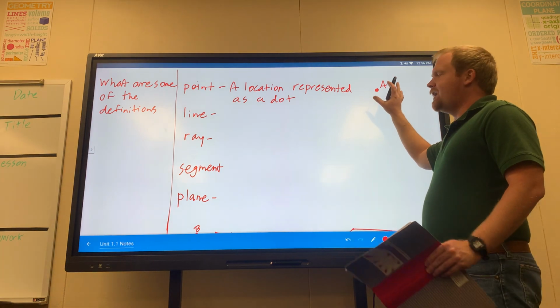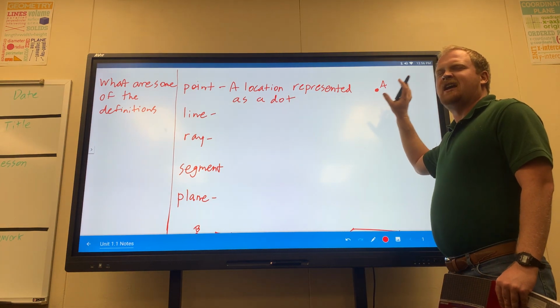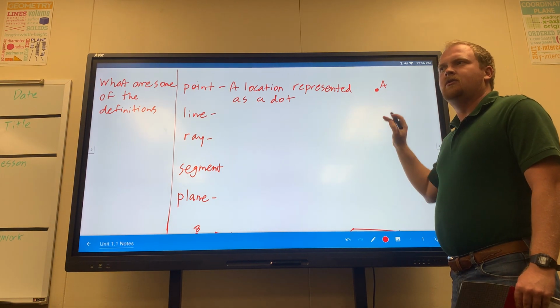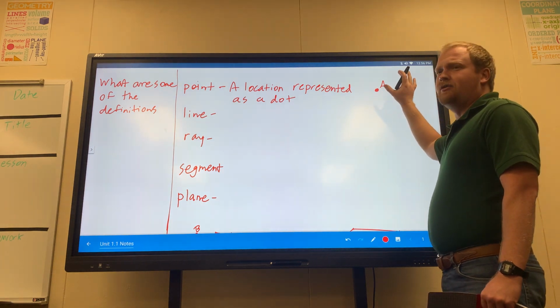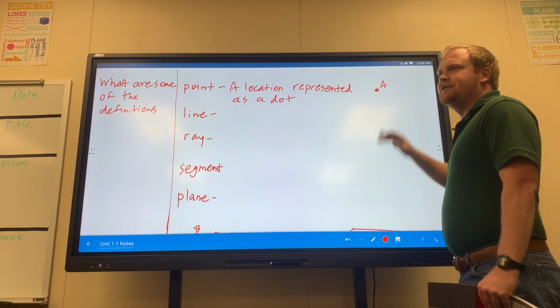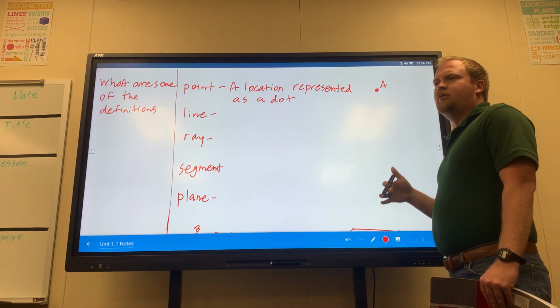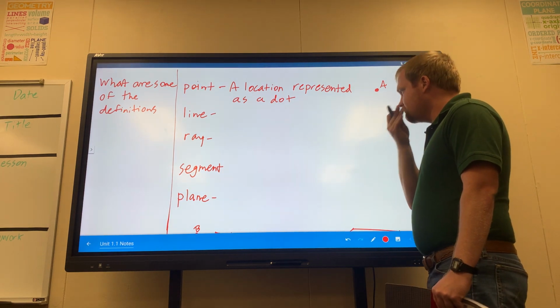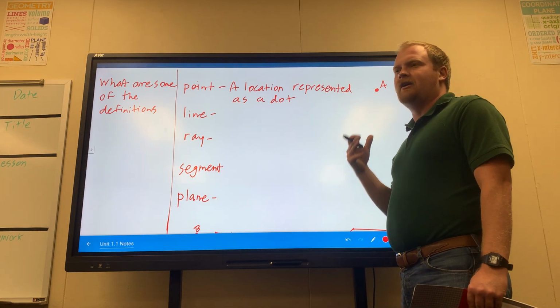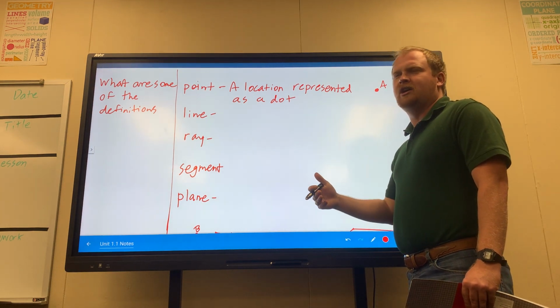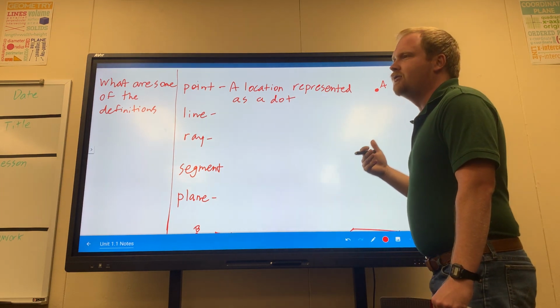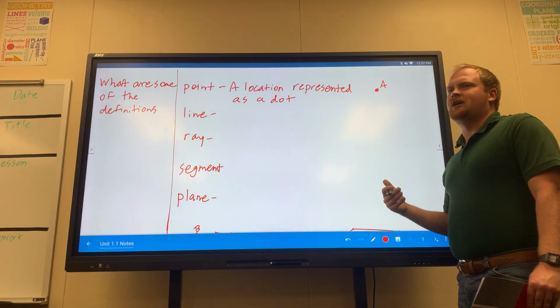Okay? Any type of point is going to be abbreviated by a capital letter. So in this case, it's not lowercase, it's going to be capitalized. That way we can distinctly tell whether it's a point or just a variable, because typically variables are described in lowercase letters. Points and anything else is going to be capitalized.